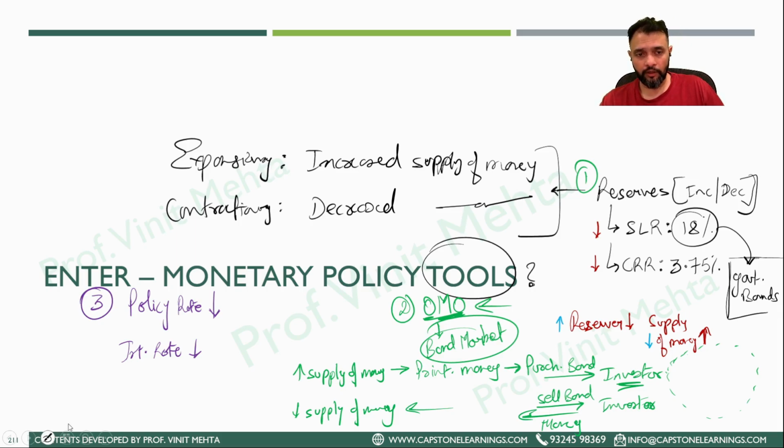And when the policy rate is increased, all the interest rates increase, and that's why the supply of money reduces. Are you getting it?